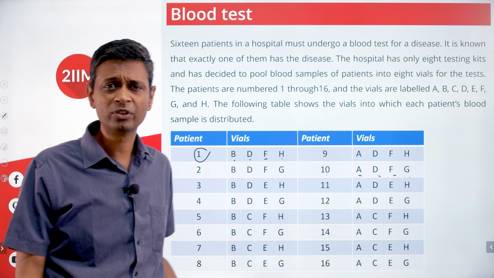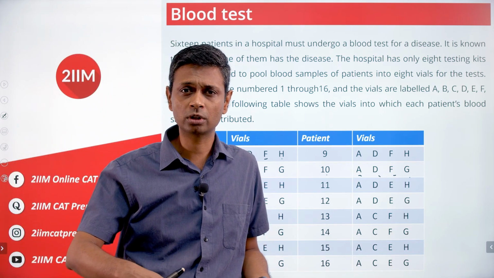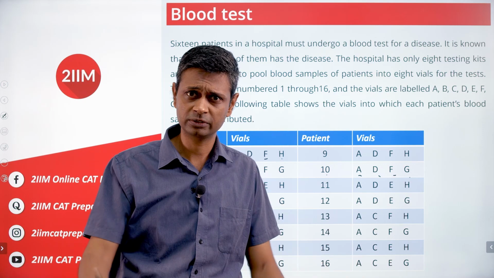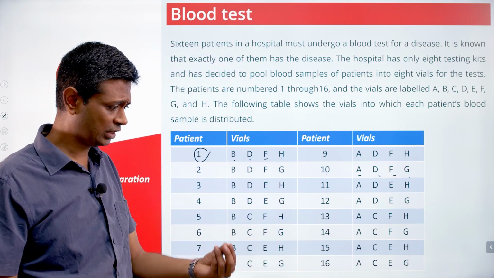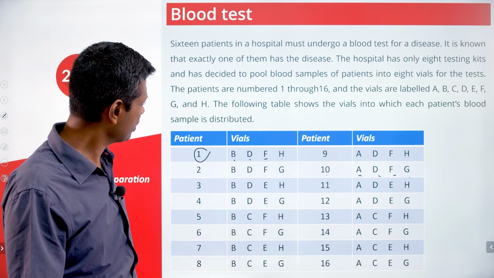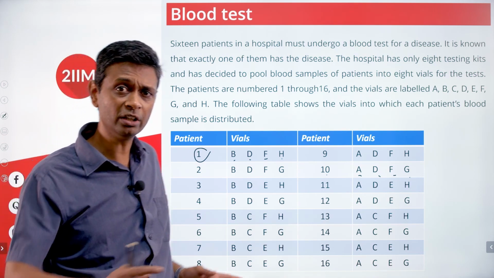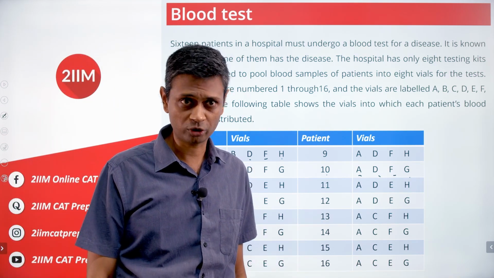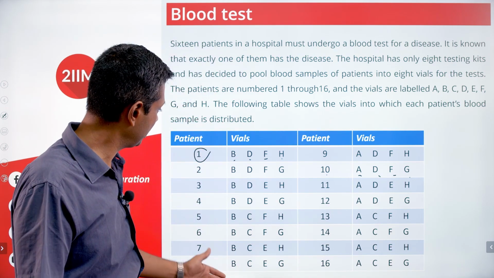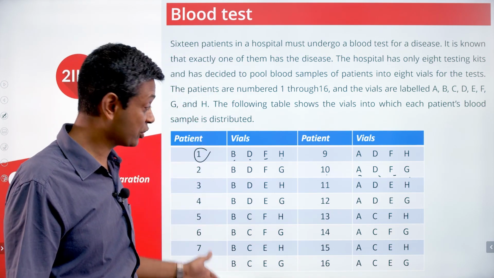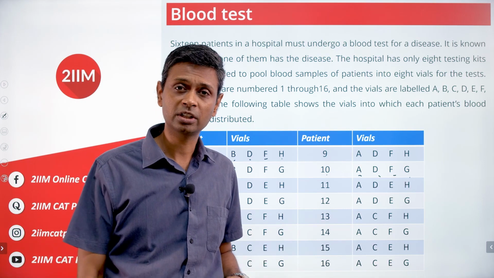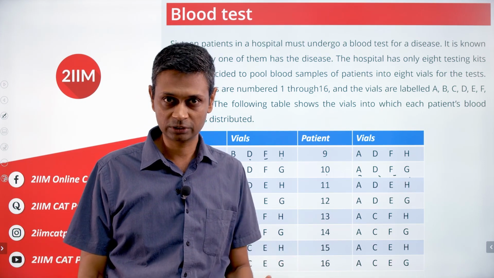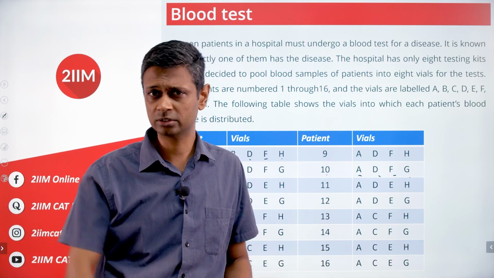Suppose, say, B turns out positive. And so we look at those vials and say, okay, B is positive. It means whichever patient's blood has gone into B, any one of them is likely to have tested positive. So if 8 patients' blood has gone into B, then we can say one of these 8 is unwell. Then we'll use other things to eliminate, whatever the process is.